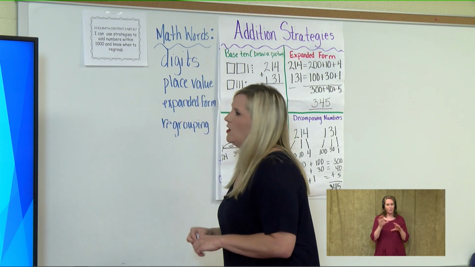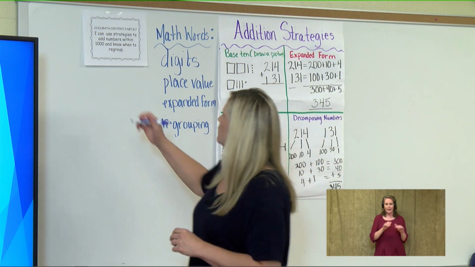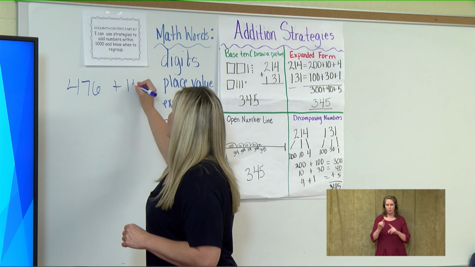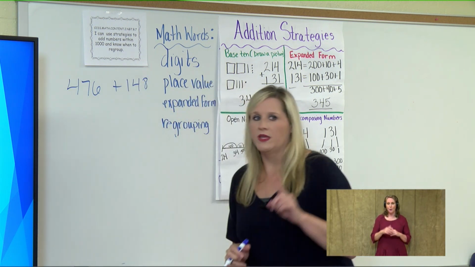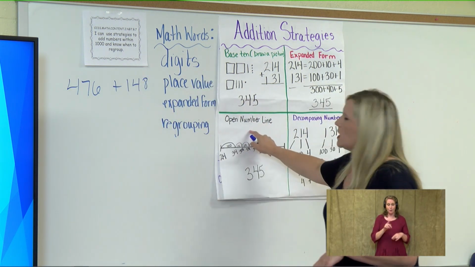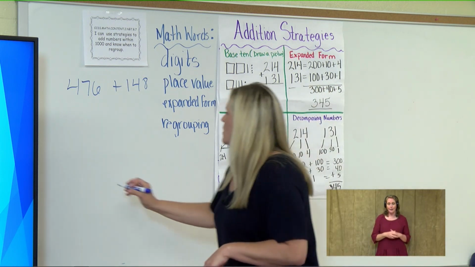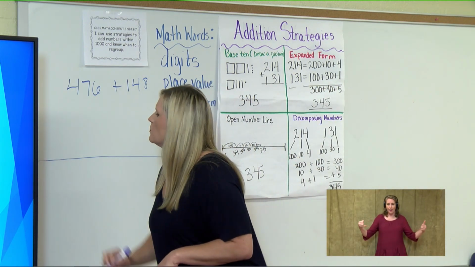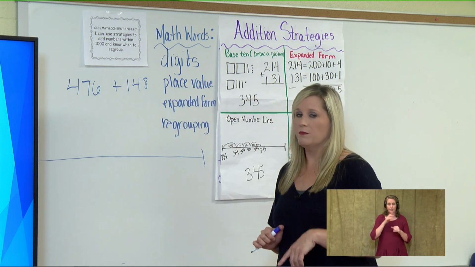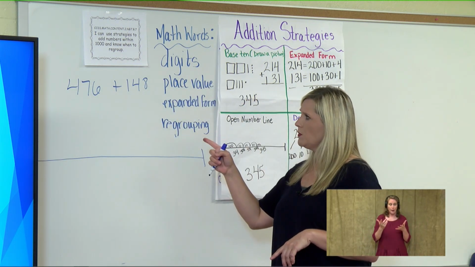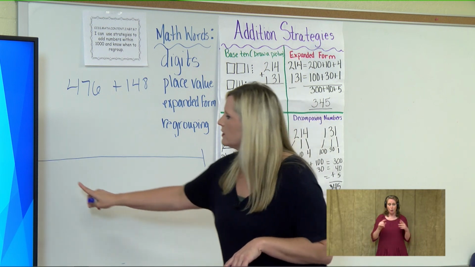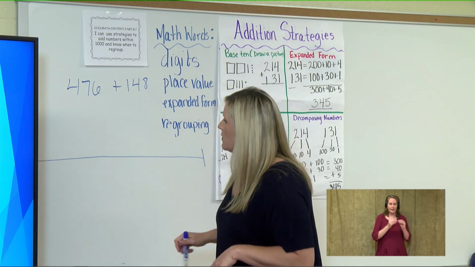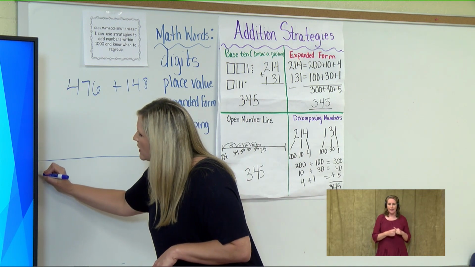We're going to do this problem with the open number line, and then we will let you practice one on your own. All right, so our same problem was 476 plus 148. Now, we want to see if we get the same answer using the open number line strategy. All right, so we draw a big open number line. And remember, we talked about the other day on Monday, if we draw an open number line, which number do we want to start with at the end? The bigger number. So we're going to start with that bigger number, which is 476.